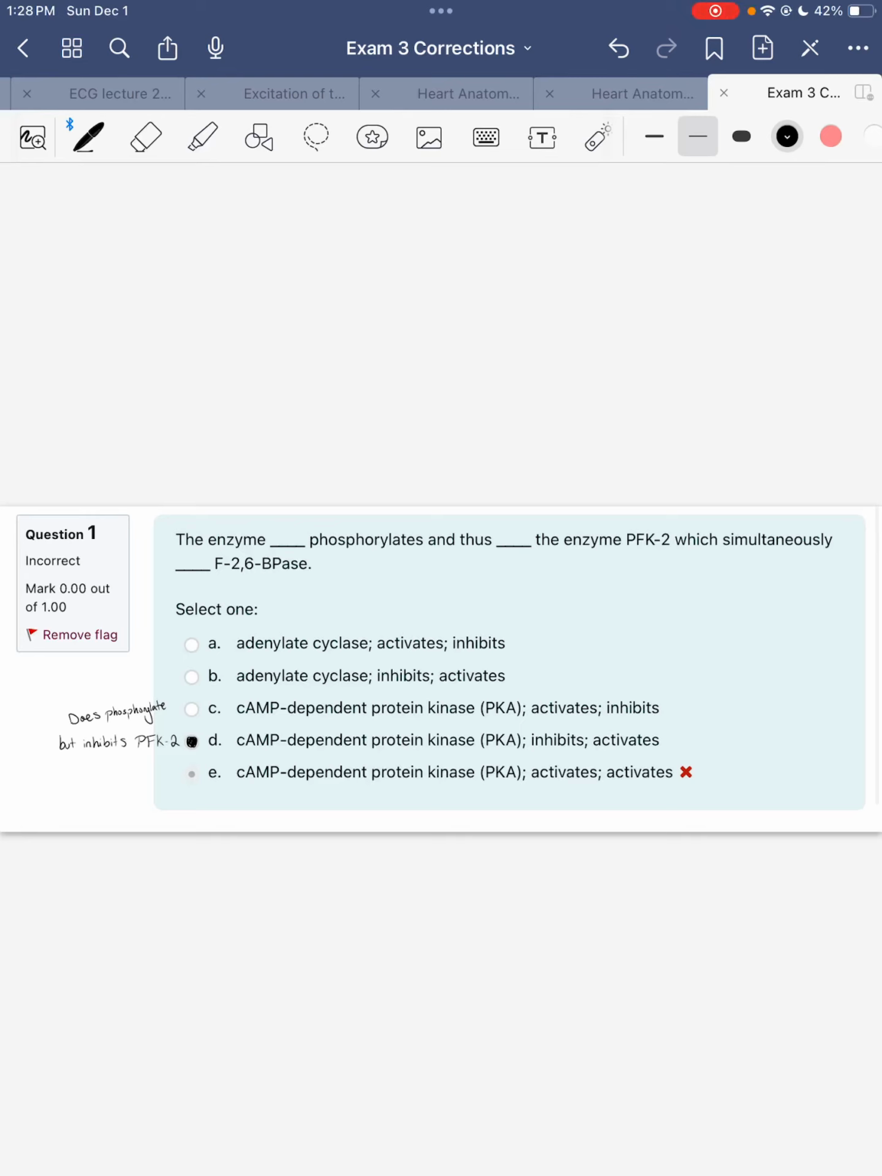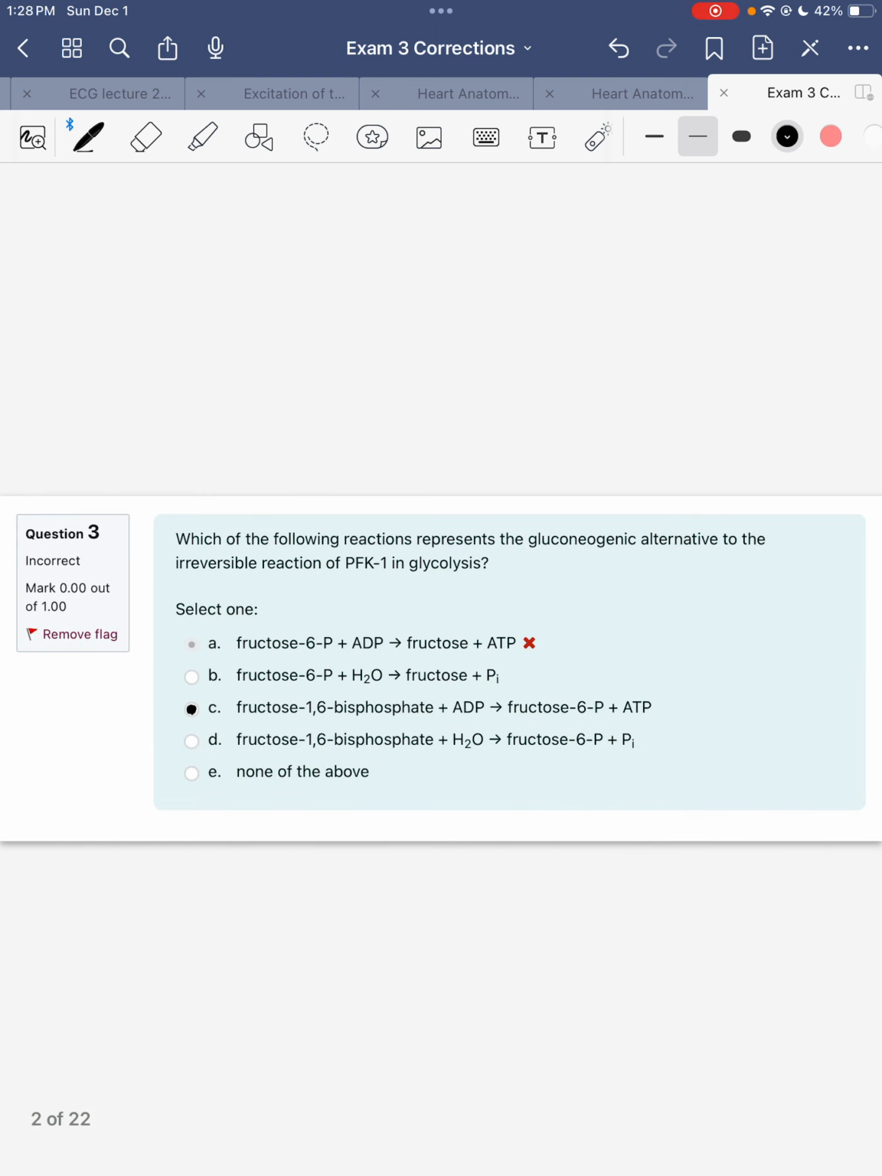So, this is my exam 3 corrections. The first one, it should be D because the pKi actually inhibits the PFK, and so that will activate the F2,6 bisphosphate. Number 3, it should be C because it's the fructose 1,6 bisphosphate rather than the fructose 6 phosphate, and it still needs the ADP to become ATP.